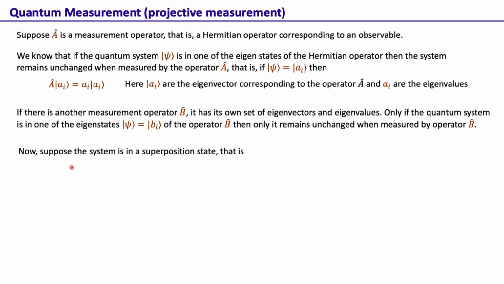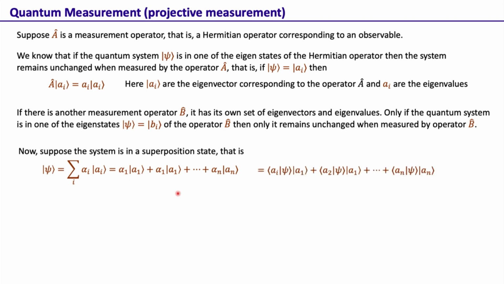But now in general, if the system is in a superposition state, we can write this state in terms of the eigenkets of the measurement operator A: psi is the sum of alpha_i times a_i, where the coefficients are alpha_i. So that's a superposition state. We can also write it where we write these alphas as the inner product of a_i with psi, the projection of psi onto these eigenkets. This is the state representation in the a_i basis, or the eigenbasis of the measurement operator A.